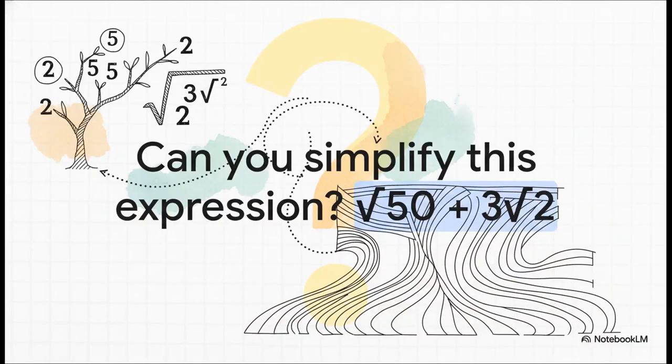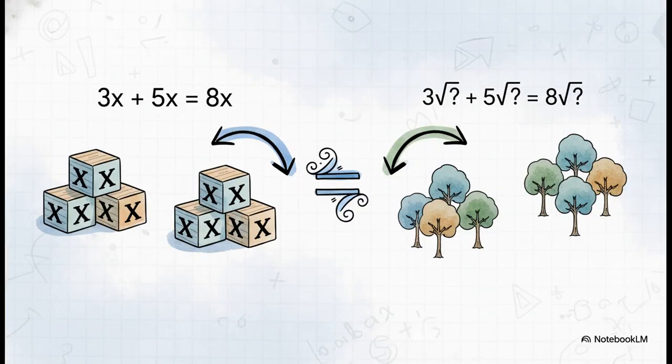All right, take a look at this. At first glance, the square root of 50 plus 3 times the square root of 2, they seem like they have absolutely nothing in common. It kind of looks like we're stuck, right? But are we? Just stick with me for a couple of minutes, and I promise you'll know exactly how to tackle this.